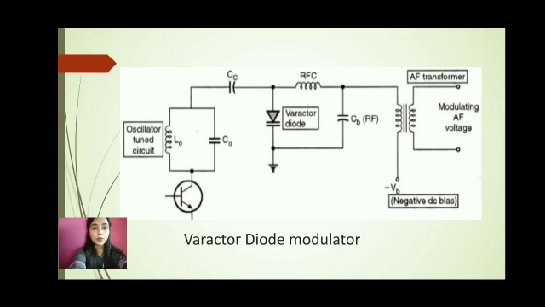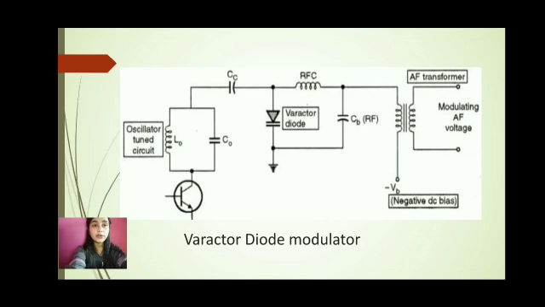This is a diagram of the varactor diode modulator. Here is a varactor diode which is placed parallel to the tank circuit of the oscillator, and this varactor diode varies its capacitance with respect to the modulating signal. And here is a modulating voltage with the FET transformer, and here is a negative DC bias, and this voltage is responsible for the reverse biasing of the diode. The varactor diode works in reverse biased condition.